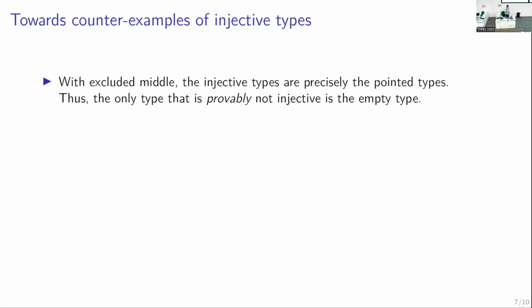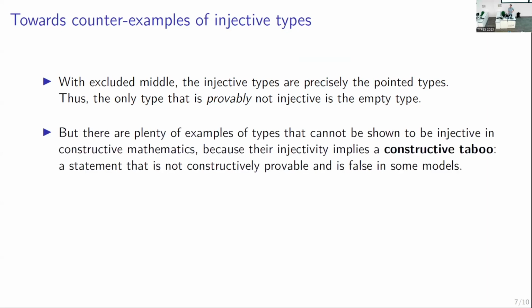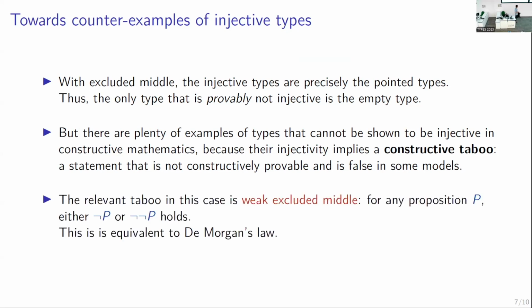Okay, good. So now I want to go towards some counterexamples. So with excluded middle, the only injectives are the pointed types, because by excluded middle, you just decide the fibers and there's nothing interesting going on. Which means that the only type that is provably not injective is the empty type. But still, there are plenty of types that you cannot show to be injective. And the way this works is by reduction to a constructive taboo that already Ingo nicely illustrated. So for us, the relevant taboo is going to be not full excluded middle, but weak excluded middle. So that says that for any proposition, you can decide its negation. Yeah. So for any proposition, you're going to get either not P or not not P. And that's equivalent to De Morgan's law.